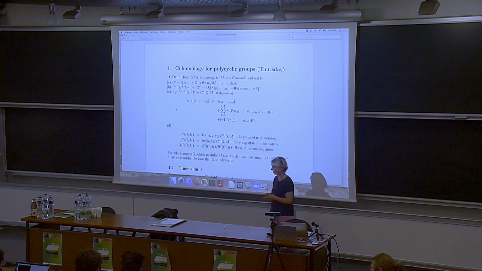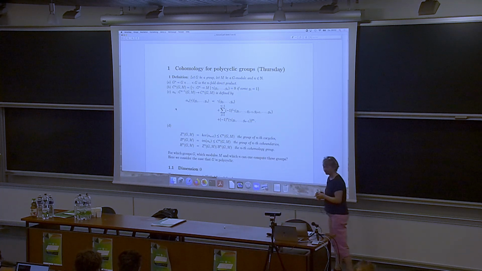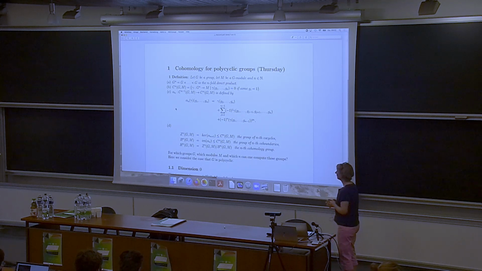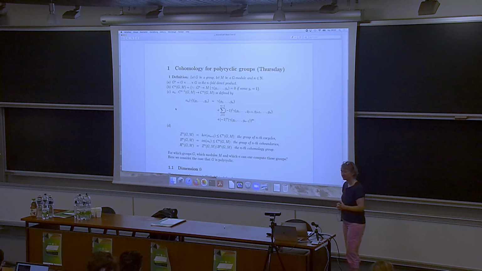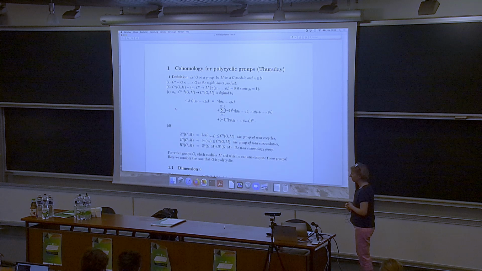So today's two lectures are going to be about topics from cohomology. And since I'm talking about polycyclic groups, it's going to be cohomology of polycyclic groups. Well, first of all, I'm not quite sure, I haven't been here for Graham's lectures and Alexander's lectures, but I thought I'd recall the basic definitions to begin with.